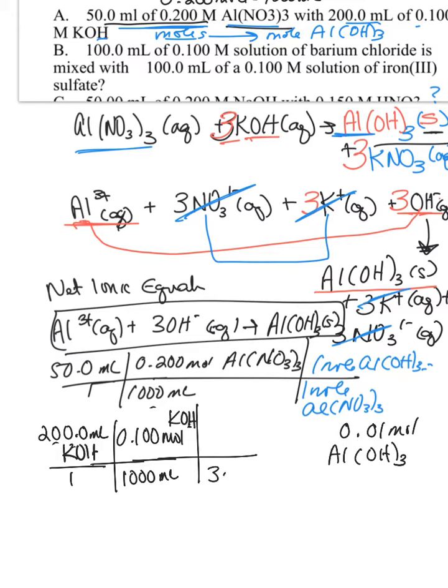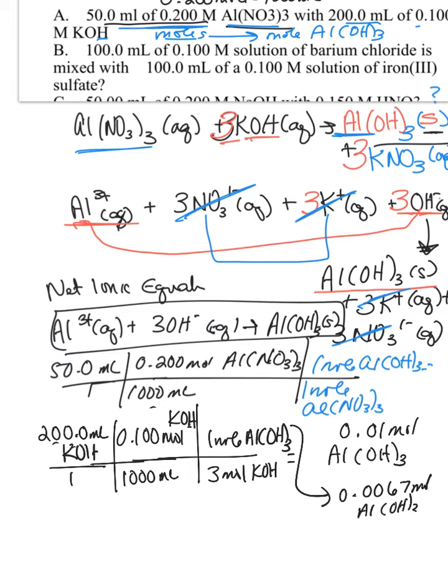And then for 3 moles of KOH, we have 1 mole of aluminum hydroxide. And that works out to be 0.0067 moles of aluminum hydroxide. So when we compare these two, 0.01 and 0.006, this is the smaller. So that is my limiting reagent. And so this is my limiting reagent, and it asks for how much.